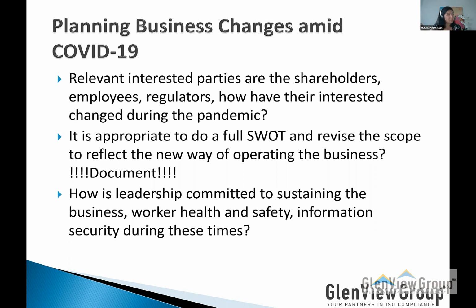Are you an essential business, but your customers are closed, right? So depending on what industry you're in, your actual customers may have to keep their doors shut, and they are no longer working in offices, so maybe they don't need your services. So all of these things have to be taken into consideration moving forward. And is it appropriate to do a full SWOT and revise the scope to reflect the new way of operating the business? And please, if so, document.